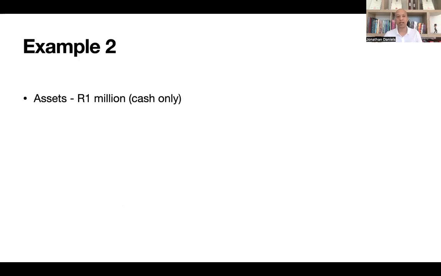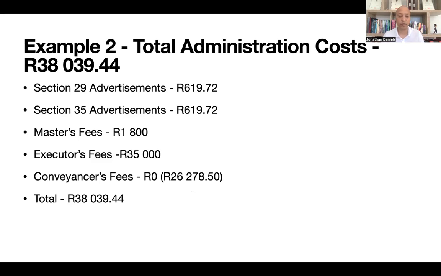Now, let's look at the second example where the assets are also worth 1 million, but in this case, there's no immovable property, there's only cash assets. Let's see if that makes any difference to how the costs come about. Again, we'll still need to advertise in the Government Gazette and the local newspaper two times. So those are the costs. And we'll still need to pay the fee to the master, which will still be 1,800 Rand on the sliding scale. We'll still need to pay an executor's fee, 3.5% of the value of the estate.